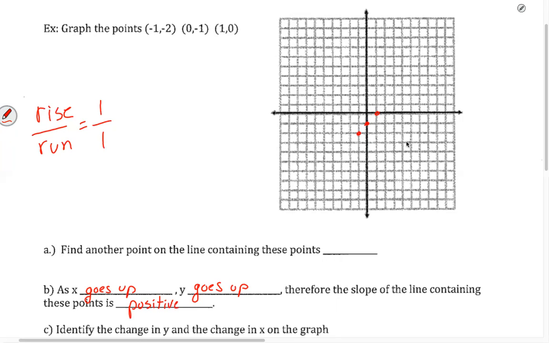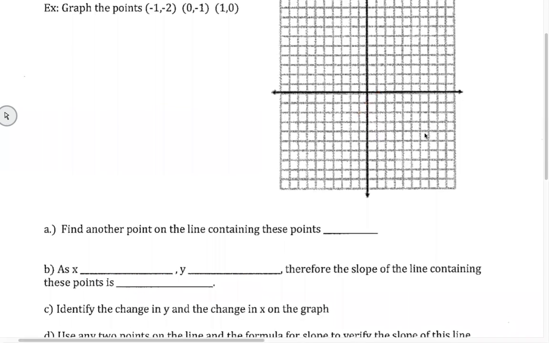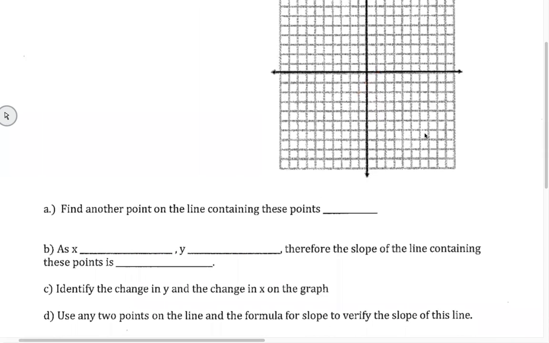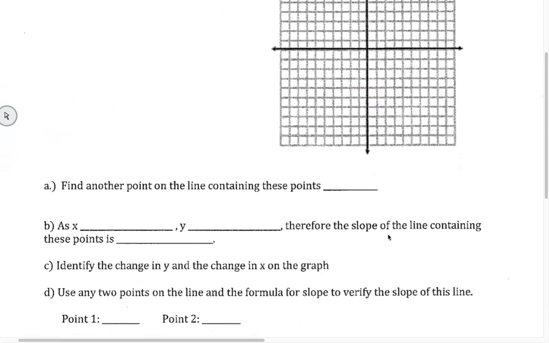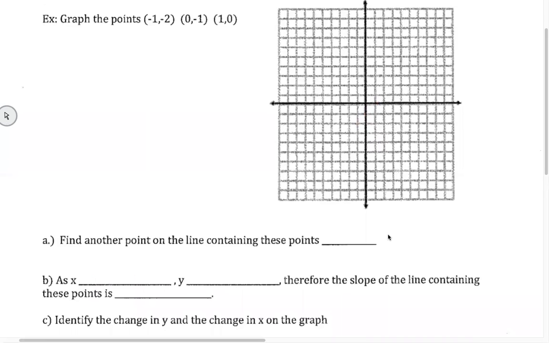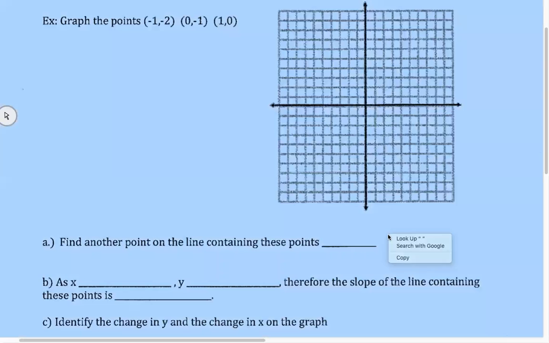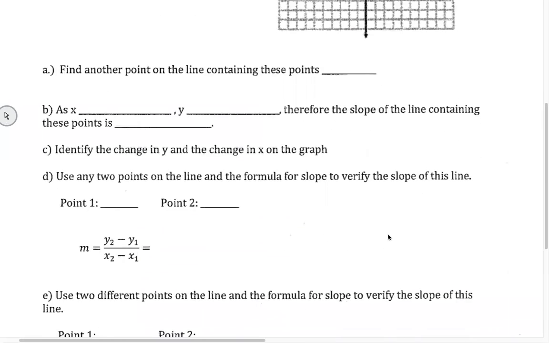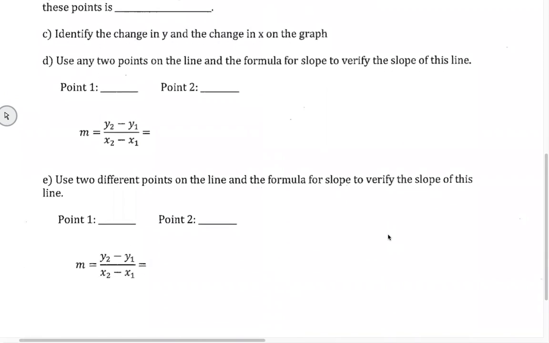All right. Now, it says identify the change in y and the change in x on the graph. We did that. That was my staircase numbers. Now it says use any 2 points on the line and the formula for the slope to verify the slope of this line. So let's use the points (-1, -2) and (1, 0).